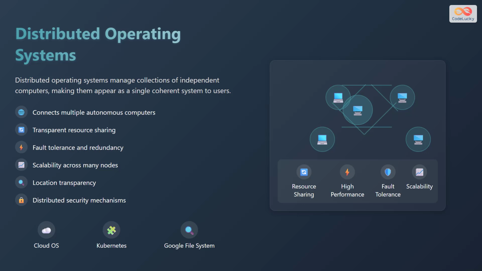Scalability is another advantage, making it easy to add more computers to the system as needed. Location transparency means that users do not need to know where resources are located in order to use them. Distributed security mechanisms are implemented to protect data and prevent unauthorized access across the network.